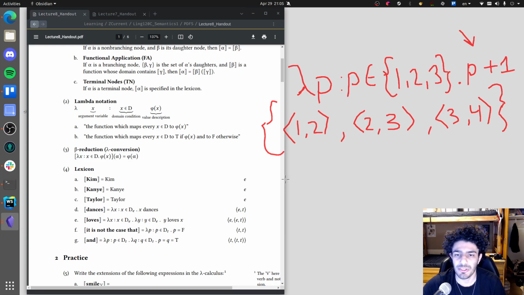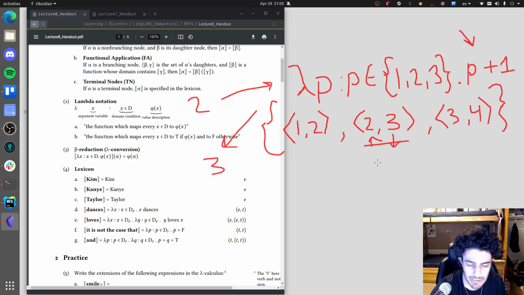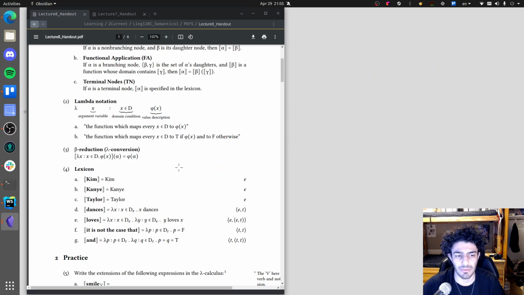But say we were to give it an argument. Say we gave it 2. It would simply give us back 3, because that is the ordered pair. This is input, this is output. So let's take this and apply it to one of these practice problems.